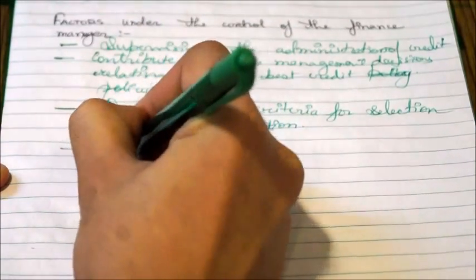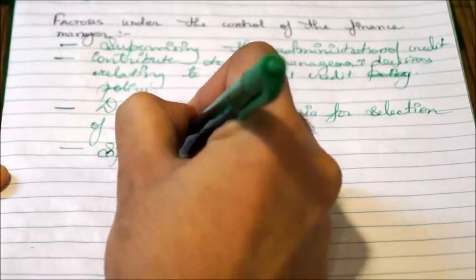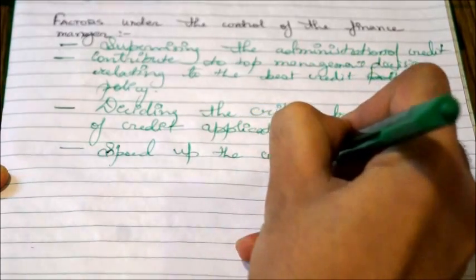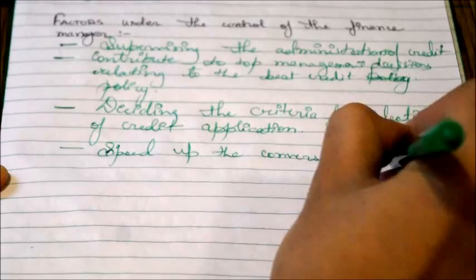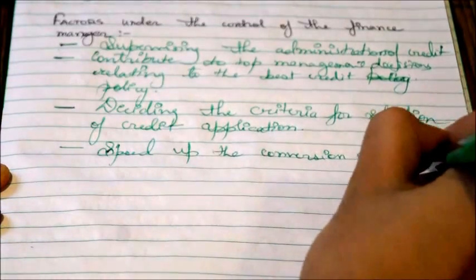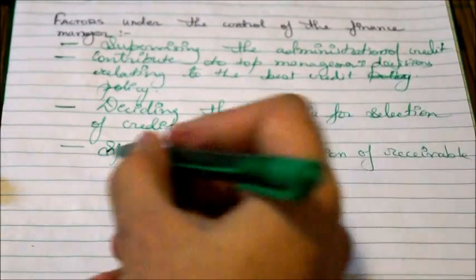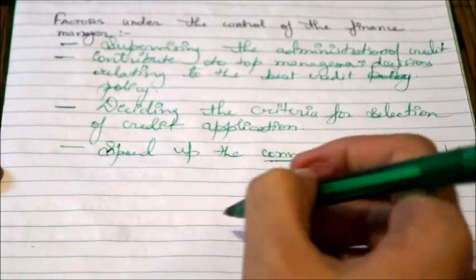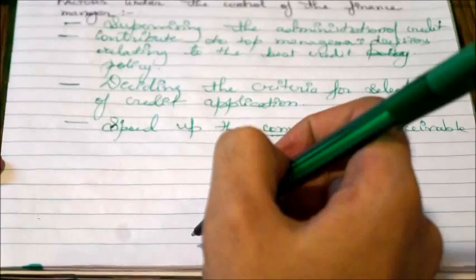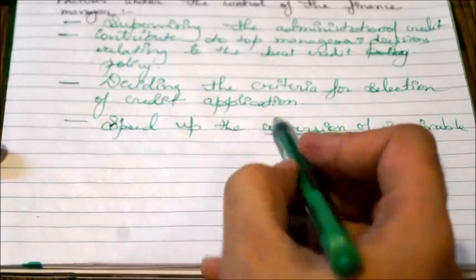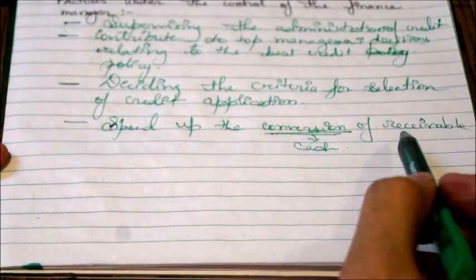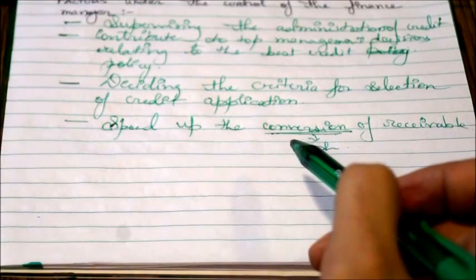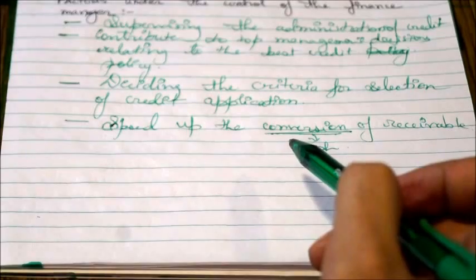And the last factor which he can have under his control is to speed up the conversion of receivables. What do you mean by conversion of receivables? At the end, these receivables have to get converted into cash. So the conversion has to happen to cash, and his entire effort should be to speed up this conversion of receivables into cash. So his collection policies and everything need to be very aggressive.